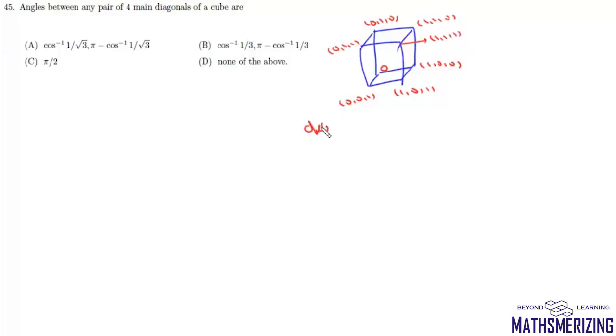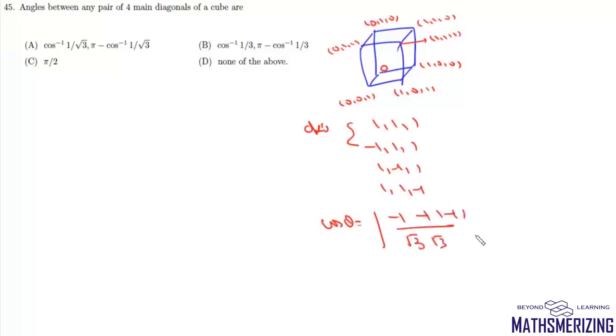Now we'll find direction ratios of diagonals of a cube. So we know that direction ratios of diagonals of cube are (1, 1, 1), (-1, 1, 1), (1, -1, 1), and (1, 1, -1). Now we'll find angle between any two diagonals. It'll be cos theta equals (-1 + 1 + 1) upon root 3 times root 3, so it'll be simply 1 by 3. So angle will be cos inverse 1 by 3, or its supplementary angle, which is pi minus cos inverse 1 by 3. So angle between any pair will be cos inverse 1 by 3 or pi minus cos inverse 1 by 3, and that's your option number B.